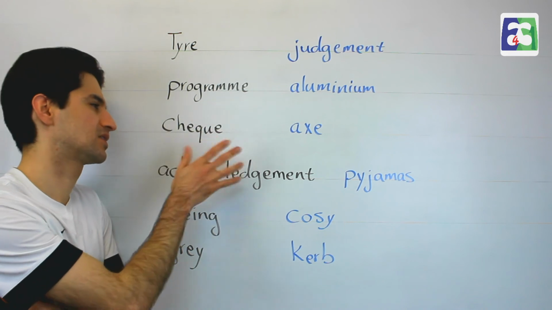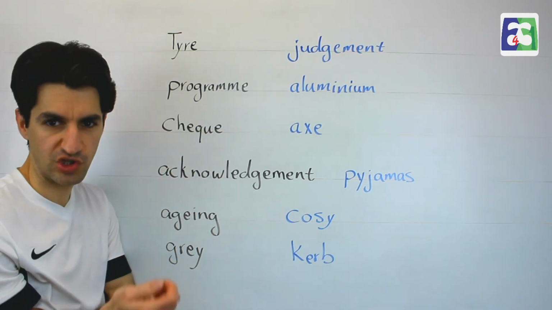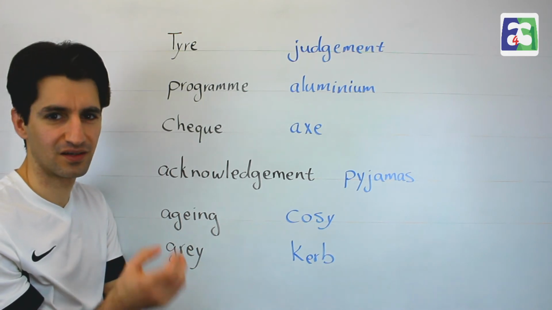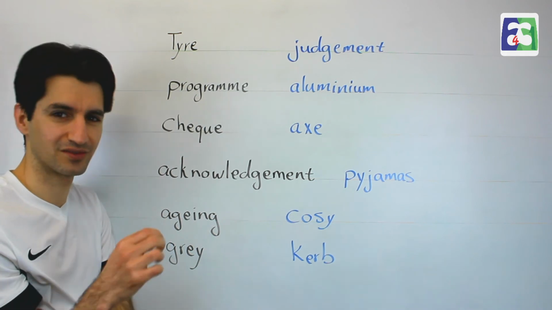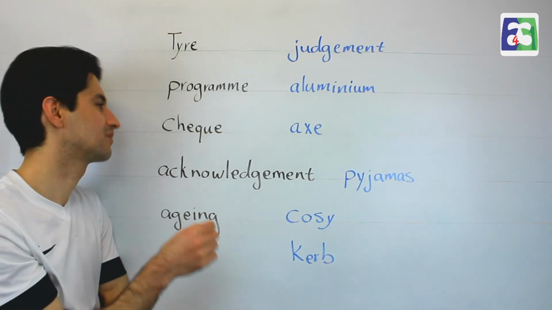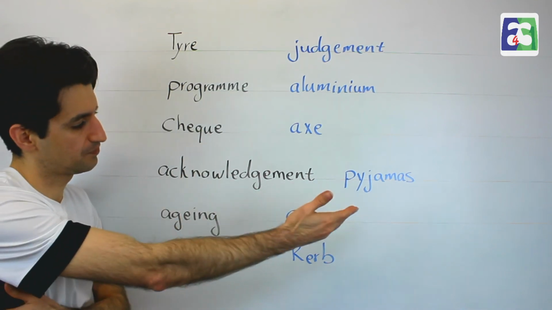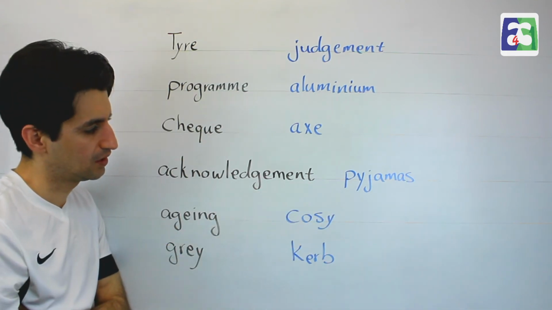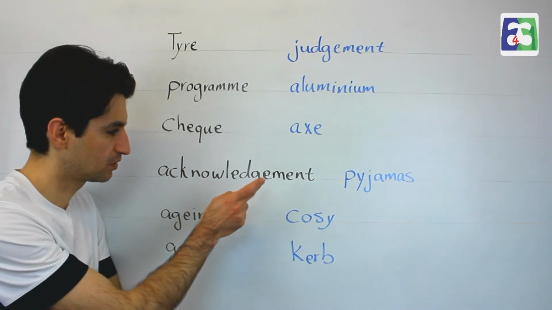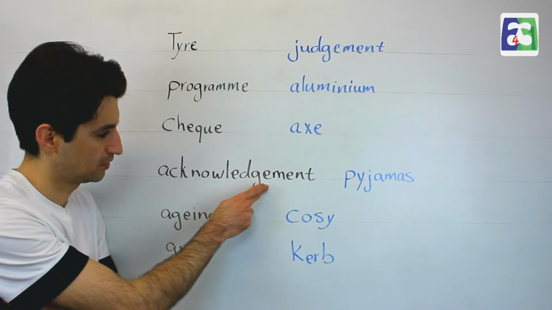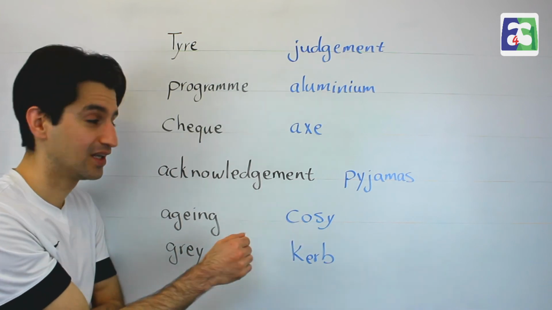Or check is spelled a bit different, so that is C-H-E-C-K, check. Okay, that is when we talk about the money. Okay, not the check mark. Okay, acknowledgement. This is the way we write it in British English. In American, you need to get rid of this one. Yeah, this E over here is extra in American English.